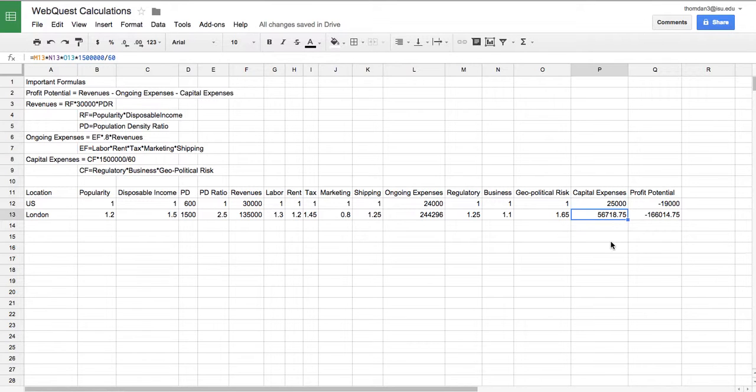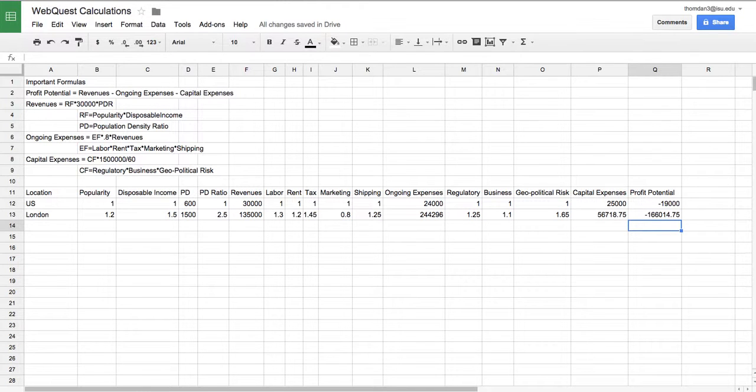I think I'm going to have to... no, I think that's right. So basically, there's a lot of risk involved, and right now it looks as though I would not be recommending London. It's primarily because of the risk and the expenses to my capital.